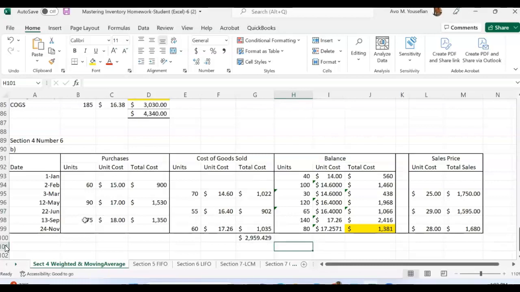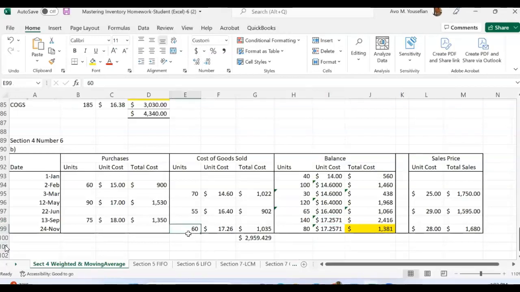However, in September, we purchased another 75 units at $18. So 75 plus 65 equals 140. That's the formula. You go to this box, you say equals to 1066 plus 1350 is 2416, and that's the formula. Then you go in the middle, you say the dollar amount divided by number of units gives us moving average of 17.26, and you go 4 decimals from here, and there you go.